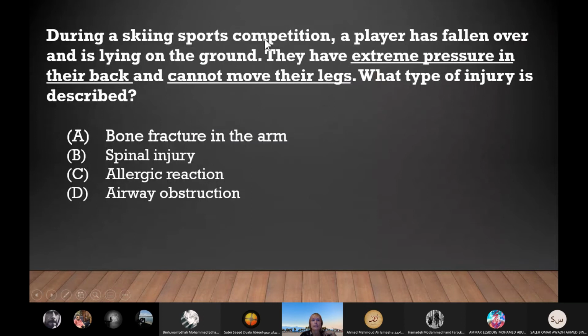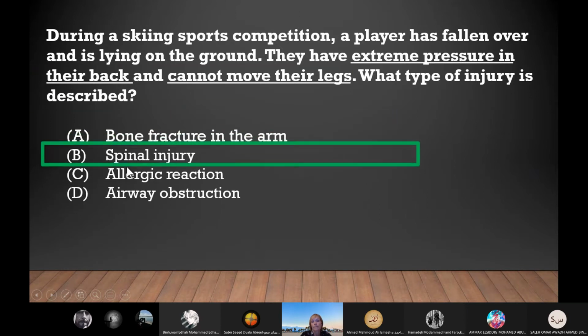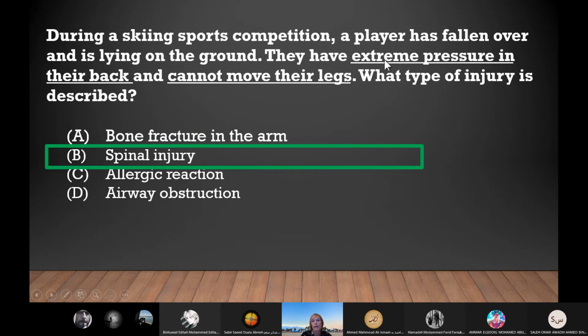Okay, so this, I believe, was on your exam. So during a skiing sports competition, a player has fallen over and is lying on the ground. They have extreme pressure in their back and cannot move their legs. What type of injury is described? Is it bone fracture, spinal injury, allergic reaction, or airway obstruction? What sort of injury does this person have? Okay, it is spinal injury. So they cannot move and they have extreme pressure in their back.